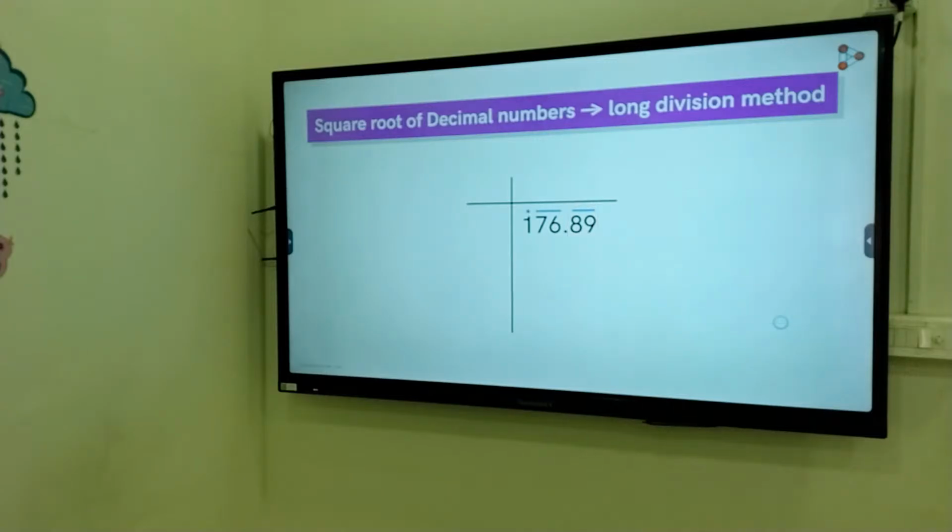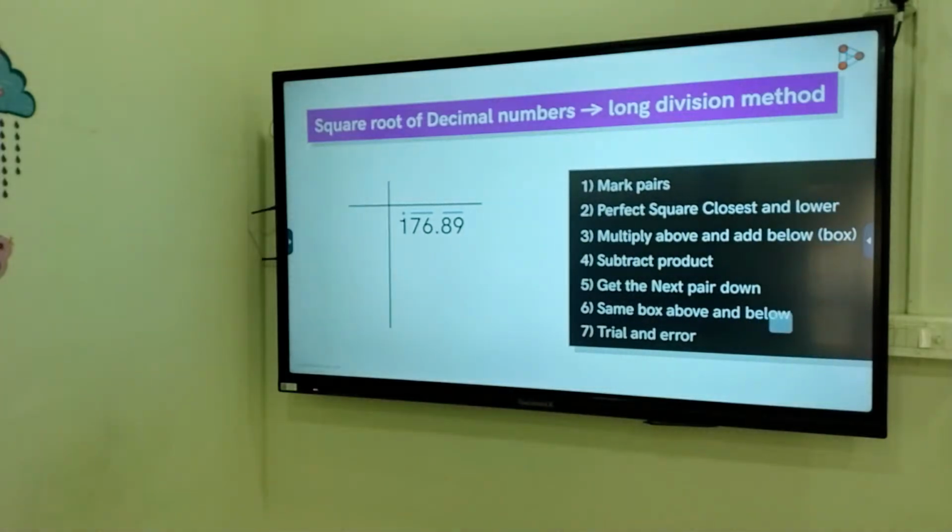Now coming back to our original number, which is 176.89, we can see that after the first step, the number is divided into 3 parts, 1, 76 and 89. In the second step, we have to look for a perfect square, which is closest and lower than the first part, which is 1. Now, 1 itself is a perfect square, so we can write 1 next to the number.